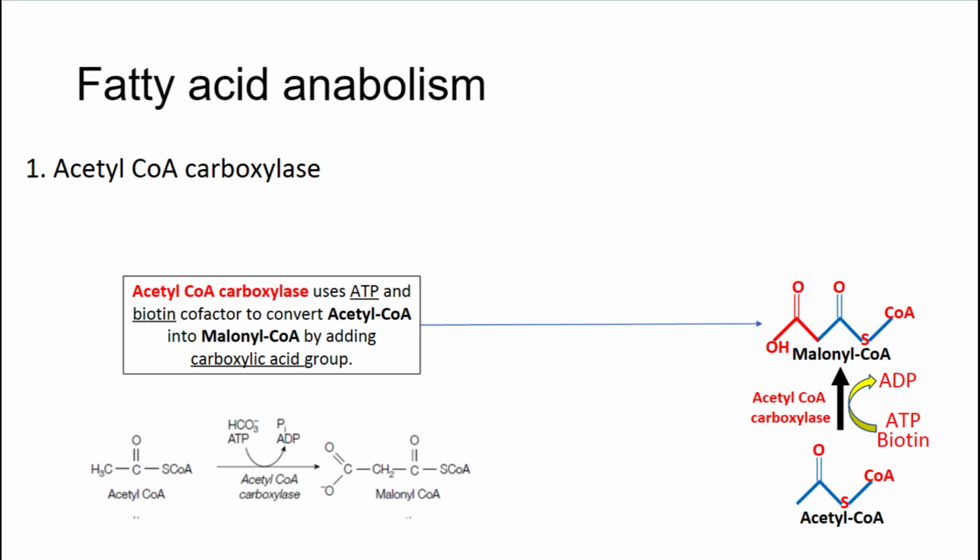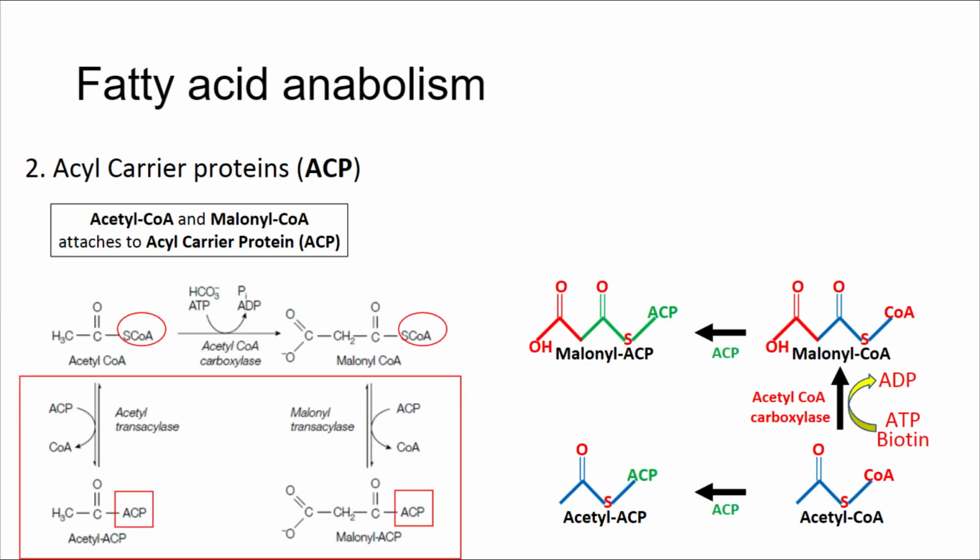After you're done creating malonyl-CoA, the next step is adding a protein called acyl carrier protein. Acyl carrier protein will replace the coenzyme A, and so it becomes malonyl ACP instead of malonyl-CoA. And on the other hand, acetyl-CoA will become acetyl ACP. So that's the second step. These are the 2 main steps required before it enters lipid anabolism or lipogenesis, okay? So it's very important you undergo these 2 steps.